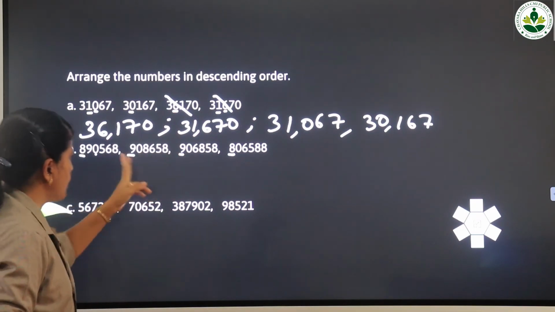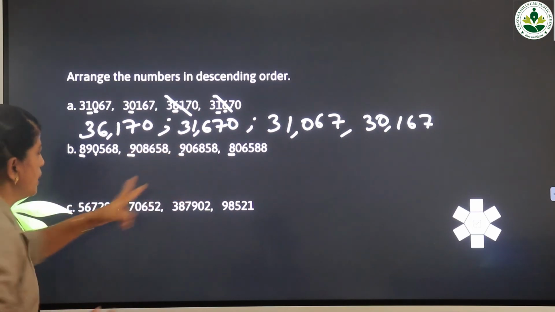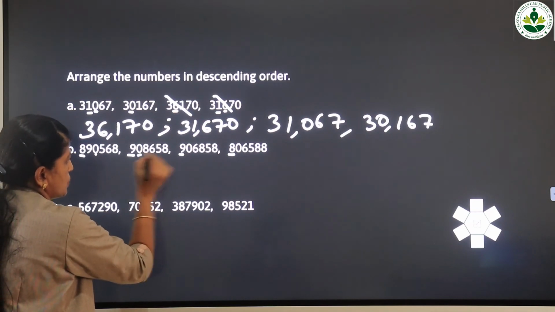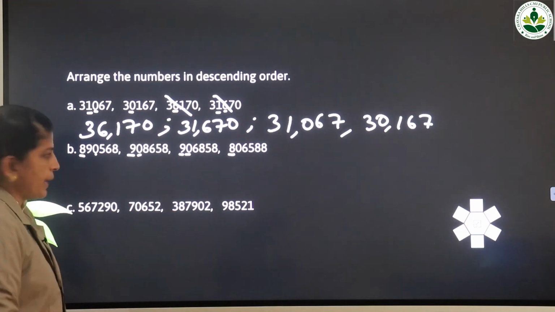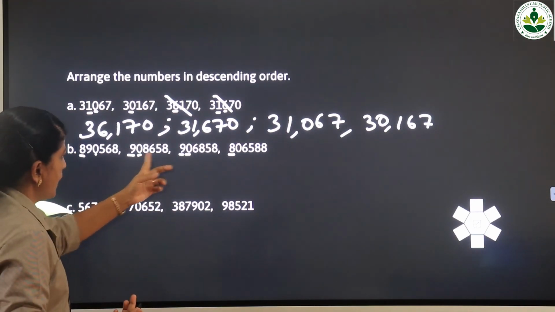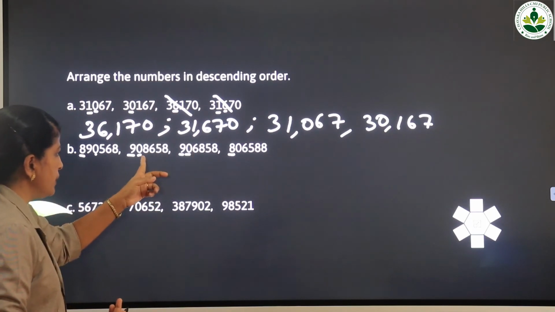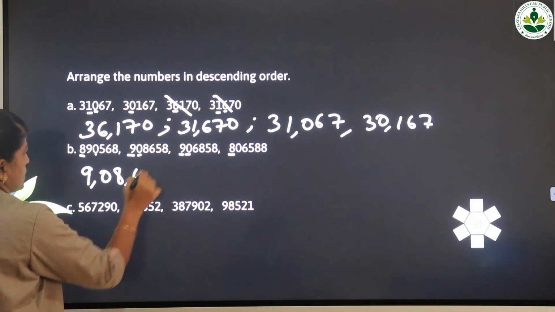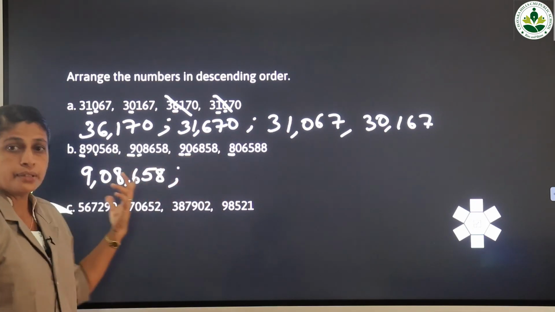Therefore, compare these two numbers, second and third. For the second number and third number, the second place digit from the left side also same. Okay. Then go to the third place. Third place is 8 for the second number and the 6 in this number. Therefore, this will be the bigger number. That is 9,08,658 is the biggest number among these numbers.